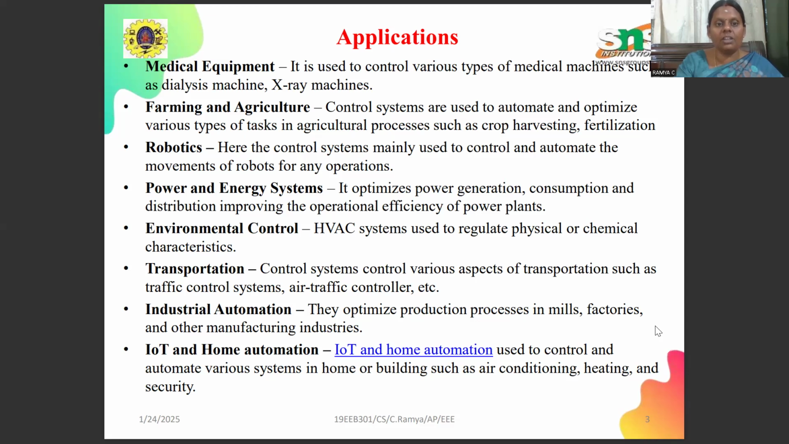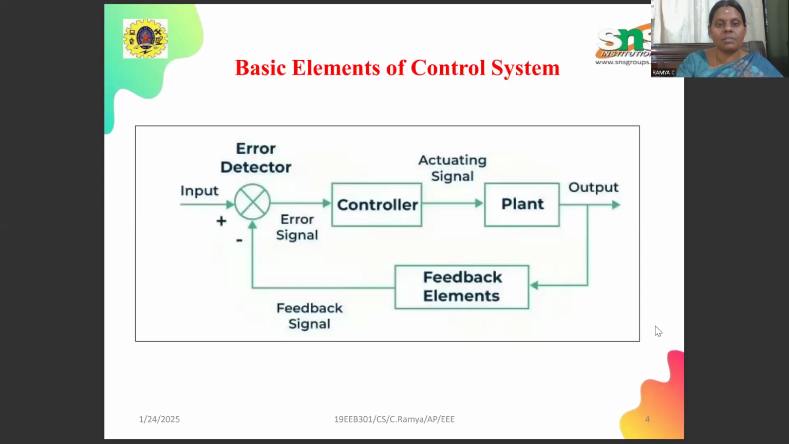As I mentioned, the applications of these systems are in wide areas, especially medical equipment, farming and agriculture, robotics, which we have seen under automation, and power and energy systems, which we use in power generation and environment control. We also have transportation as an application of control systems, then especially the booming field of industrial automation, and also IoT and home automation. These are some of the areas where we are implementing control systems.